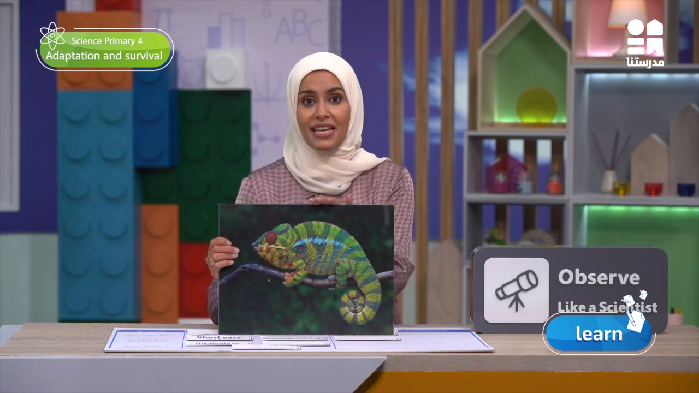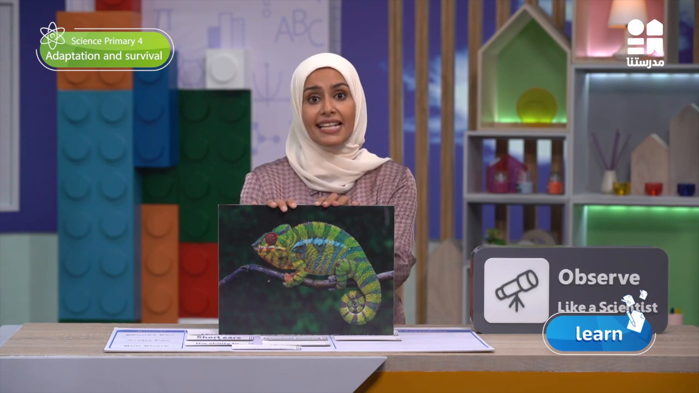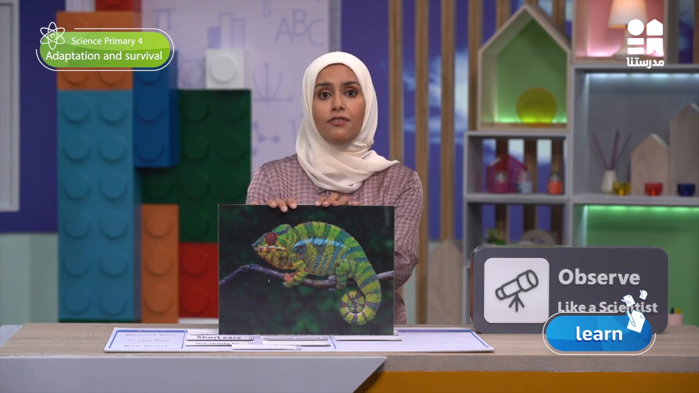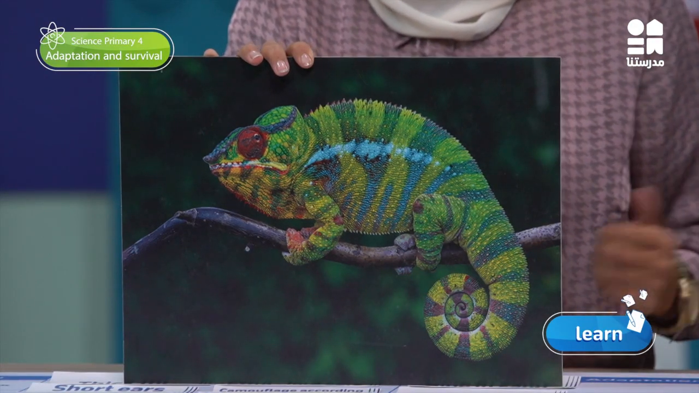Look closely at the image. This animal is called Panther Chameleon. It lives in tropical rainforests. I wonder what is the first thing that attracts your attention.